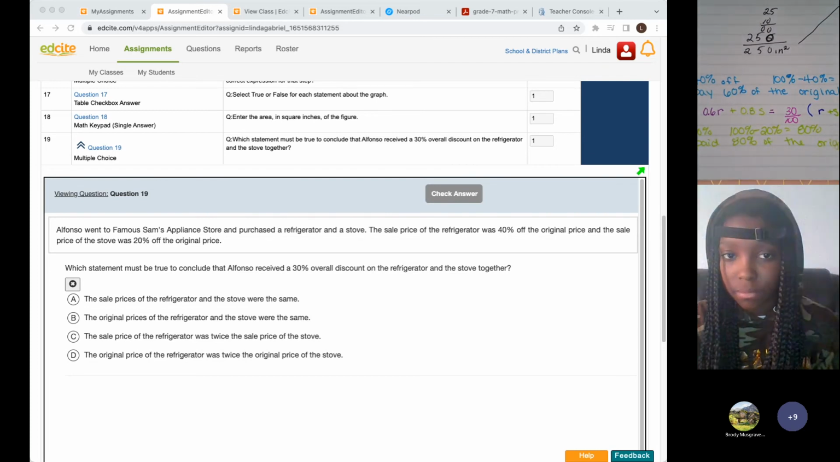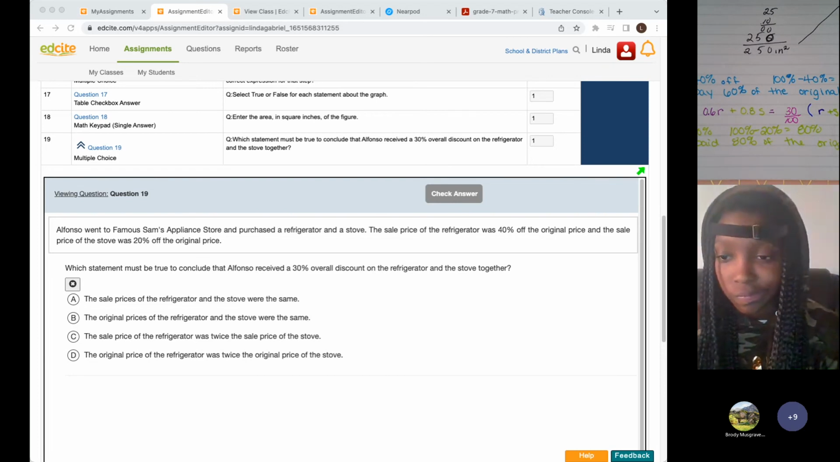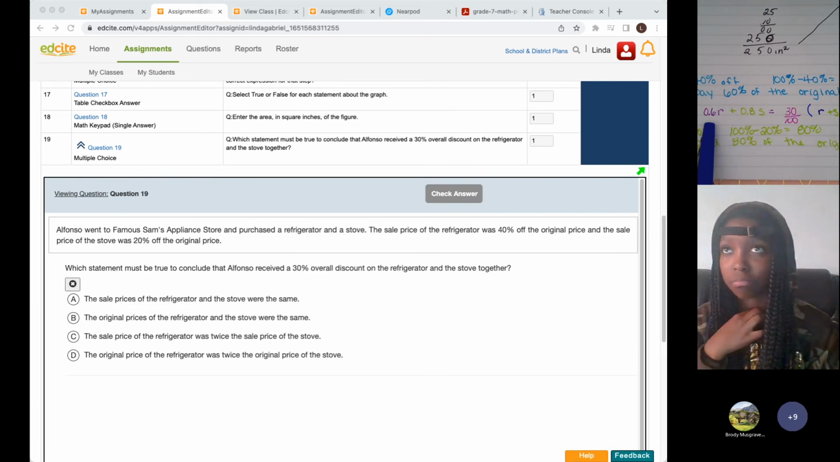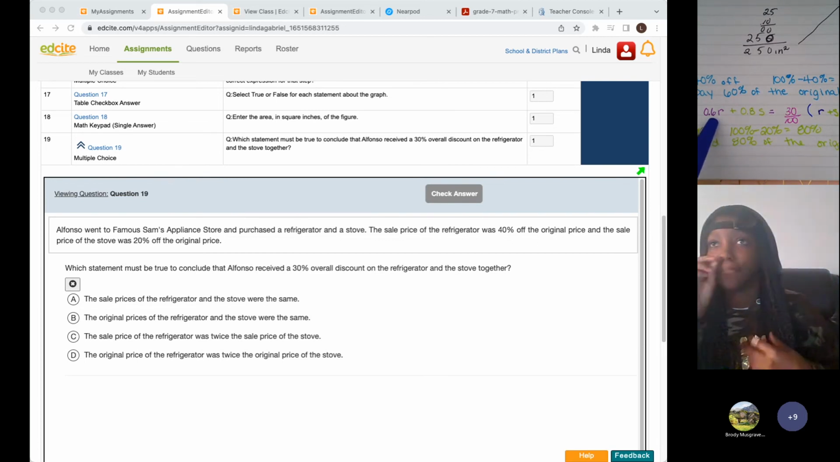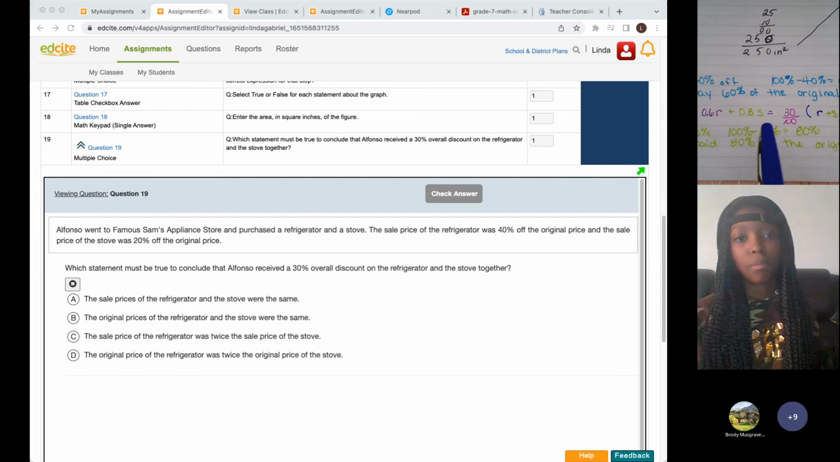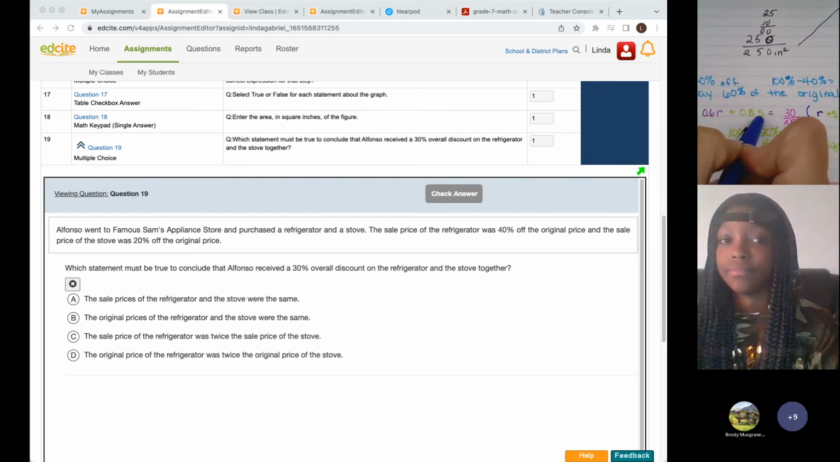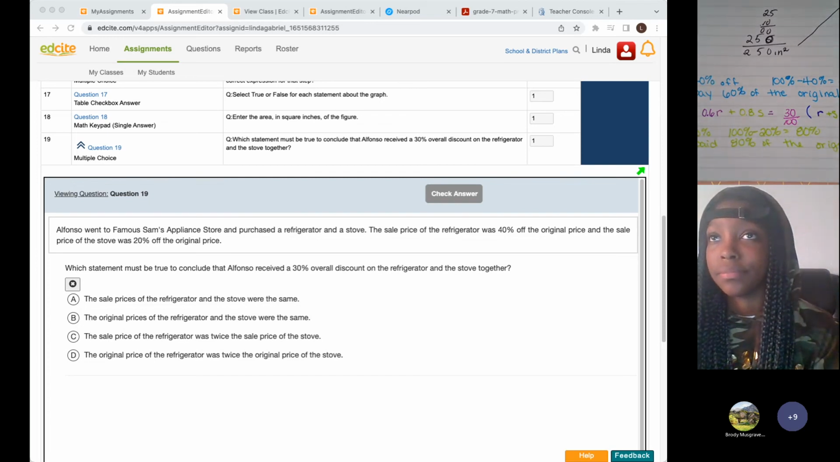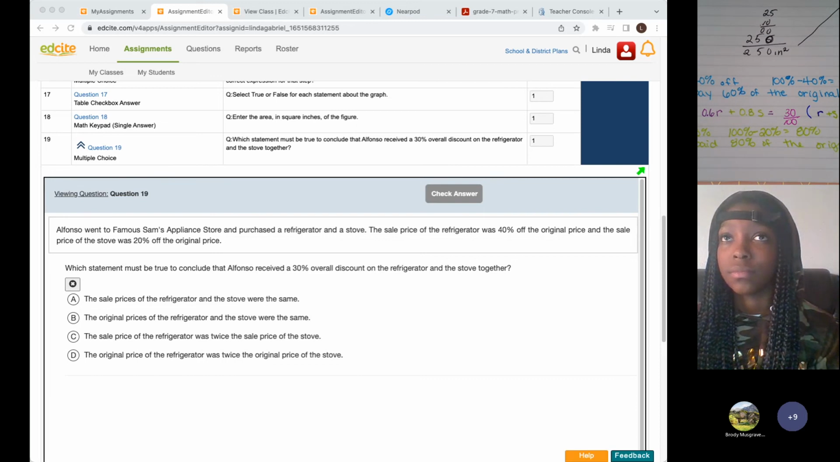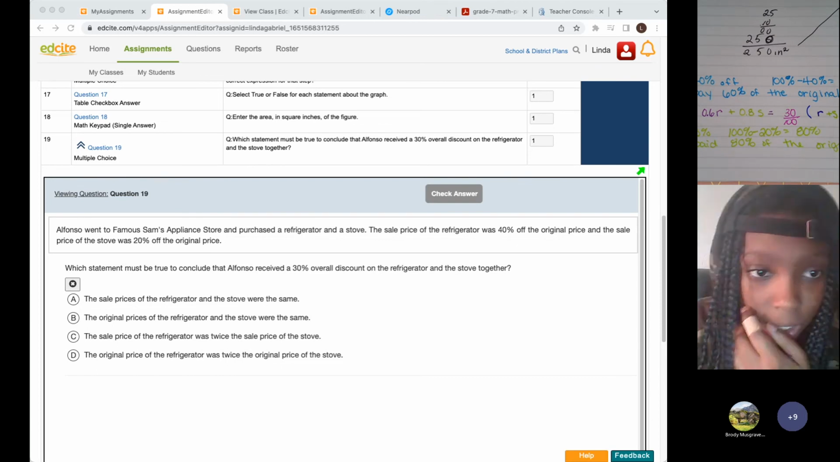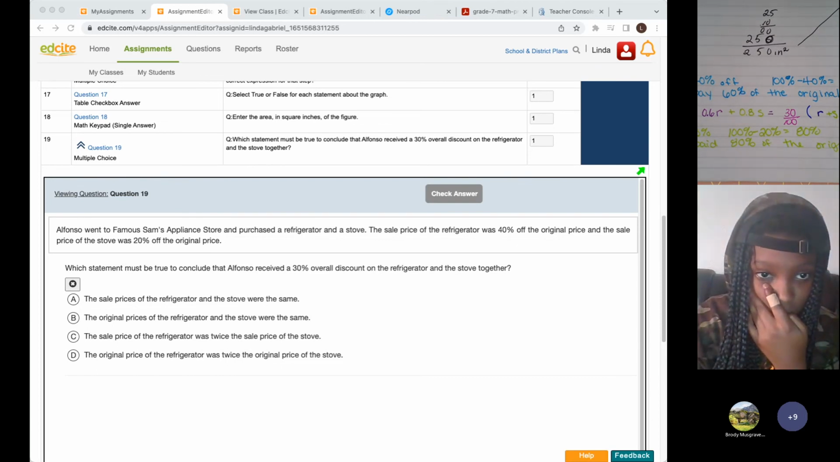So the sale prices of the refrigerator and the stove are the same. Well, that's impossible, right? Because we paid 0.6 for the refrigerator and 0.8 of the stove. We don't really need them to be the same. So the original prices of the refrigerator and the stove are the same. The sale price of the refrigerator was twice the sale price of the stove. The original price of the refrigerator was twice the original price of the stove.